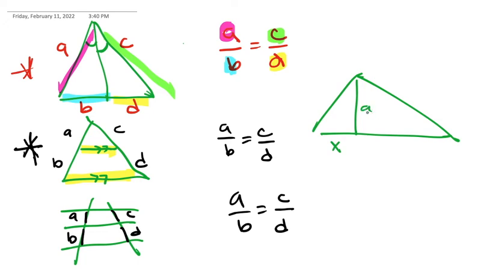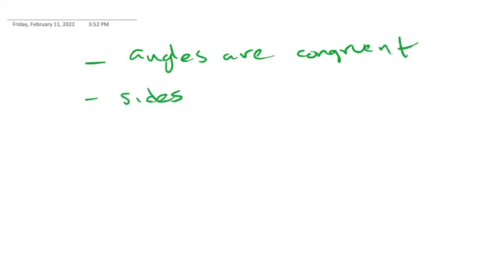X goes with A, as A goes with Y. Similar shapes grow and shrink with the same scale factor. Again, the angles are always congruent. They have to be exactly the same. The sides, however, are not exactly the same. They're going to grow and shrink by the same amount. When things grow and shrink by the same amount, we call that proportional. They have the same scale factor.